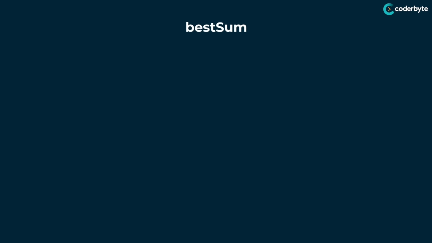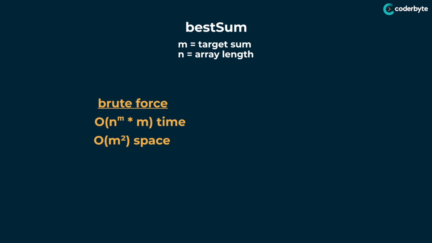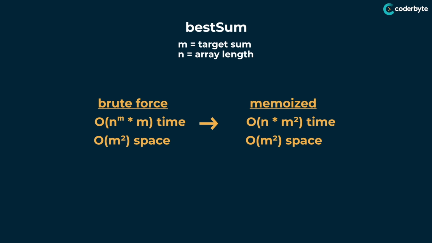So in this best sum problem, right, we had two inputs. We had m as our target sum. I'll also say that n is the length of the array. So the brute force that we initially implemented with just some recursion was exponential in time. And after we optimized it, we brought it down to just a polynomial time complexity. And notice that between our brute force and our memoized solution, they actually have the same space complexity. So we definitely prefer this memoized version.